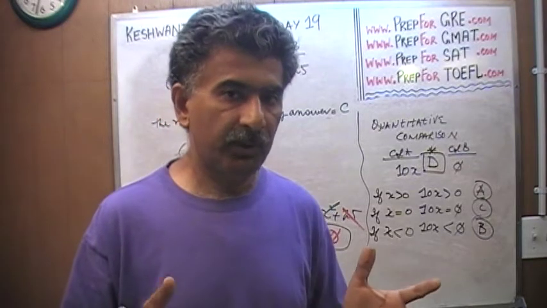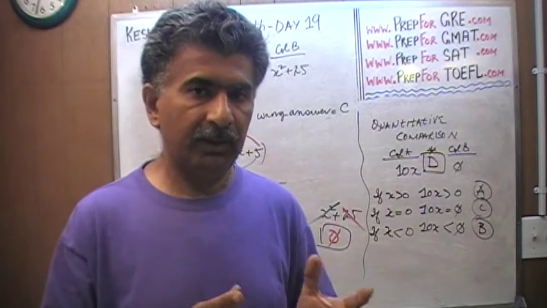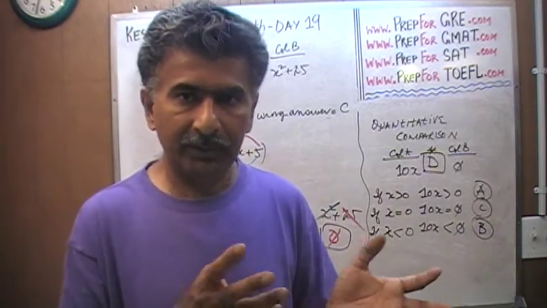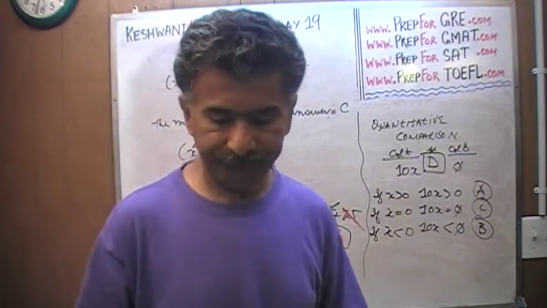If you're multiplying it by a positive number, then 10 times some positive number is going to be more than 0. If you're multiplying 10 by 0, then 10 times 0 is going to be same as 0. If you're multiplying 10 by a negative number, then 10 times some negative number is going to be less than 0. Answer is D. That's all.